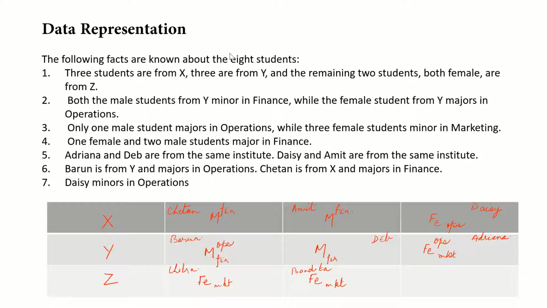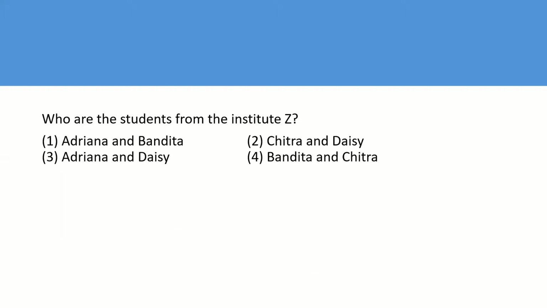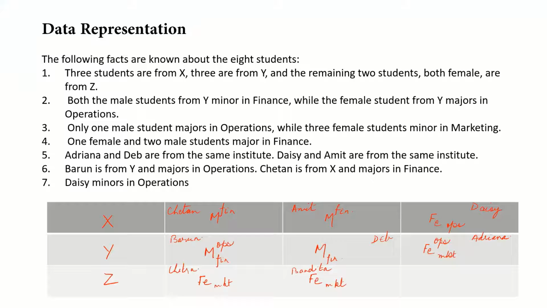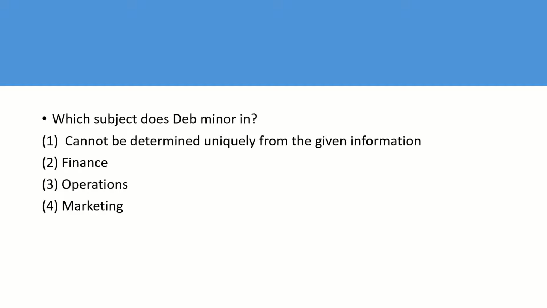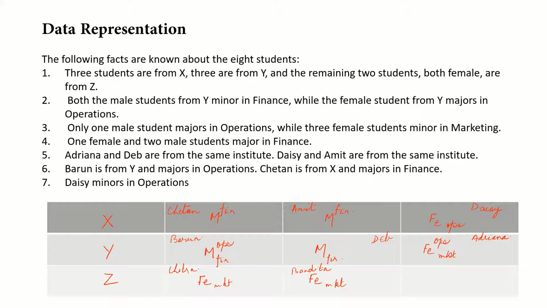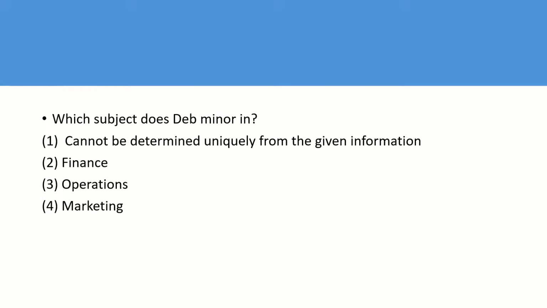Let's have a look at the question. Who are the students from Institute Z? From Institute Z, we'll have Chitra and Bandita based on the information that is provided to us. So we'll have option 4 coming into the equation. Let's have a look at the next question. Which subject does Deb minor in? Now, Deb here is from Institute Y. Deb would minor in the field of finance. So that would be option 2.